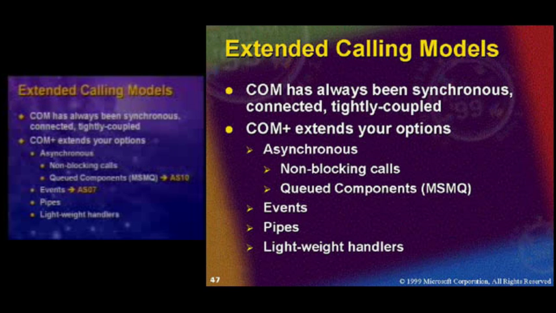Okay, now we're going to switch gears a little bit and talk about extended calling models. COM has always had this synchronous model where the client and the server have to be running at the same time, and you have to know about the interface that you're calling. If you don't know about it, you're in big trouble because you're not going to know how to make the call. And you have to wait for the call to complete before your client can continue. In COM+, we're adding some additional models that can help you work around the problems that that synchronous model can cause. The first is some asynchronous options, and there are two.